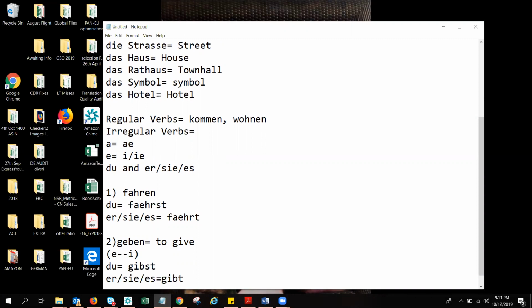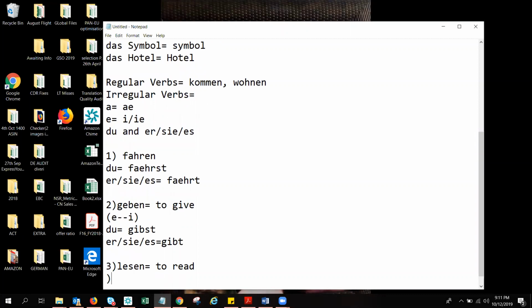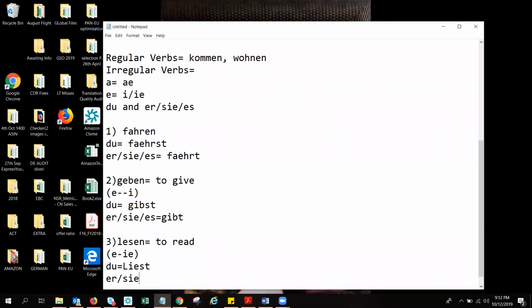Once you use these verbs in sentences in your conversation, you will get used to it. Okay, so du gibst, er sie es gibt. Then the next verb is lesen, which we have already done, to read. So in this also, e will become ie. So this will be du liest and er sie es liest.